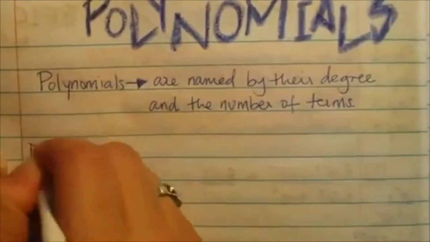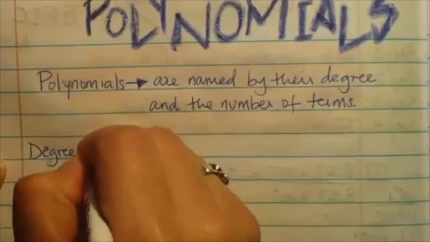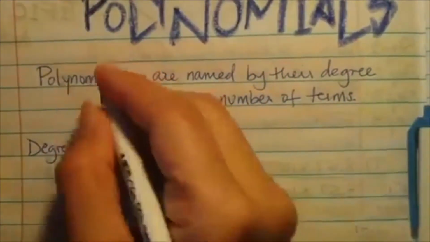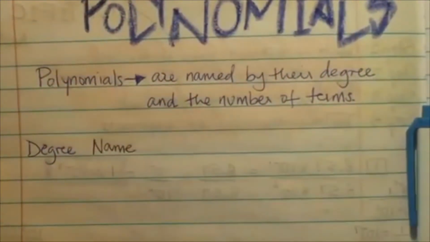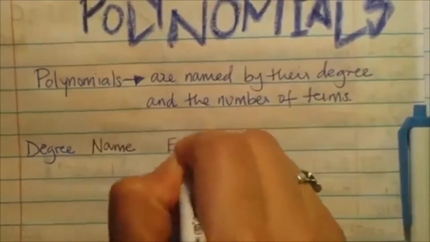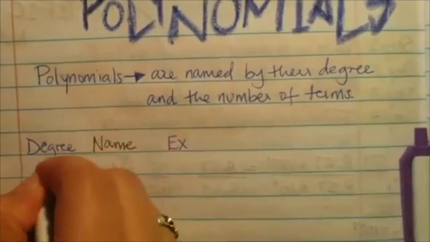So we're going to take a look at each one individually. Let's first look at degrees. Go ahead and write down degree, then name, and as an example. Then write EX, so you can actually write out example.